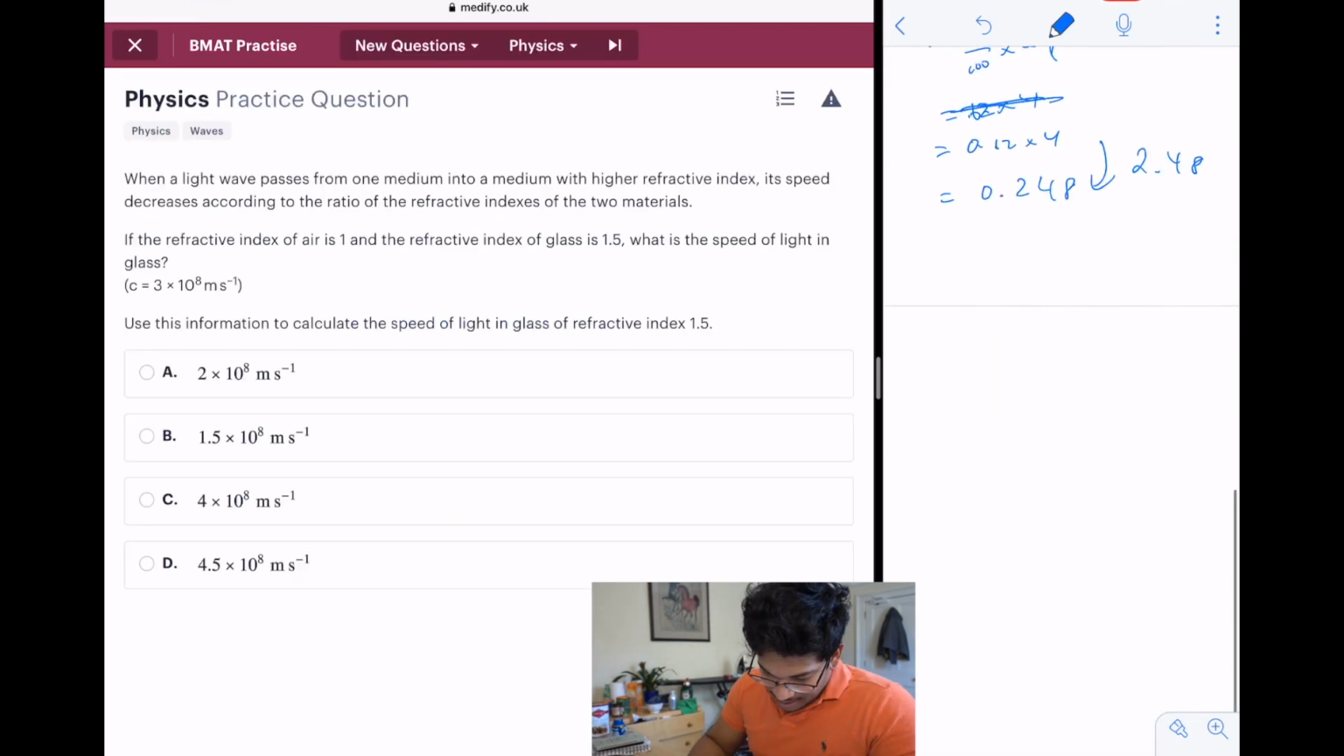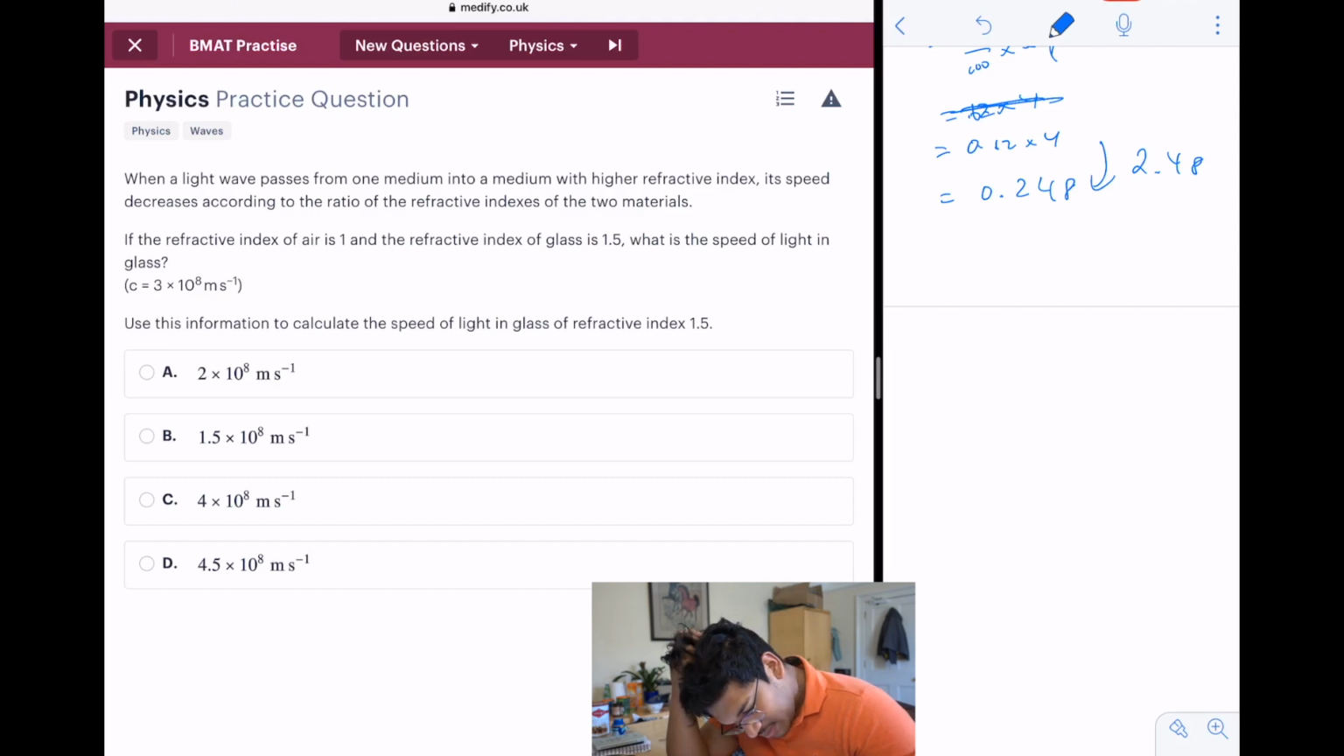Great. When a light wave passes through one medium into a medium with higher refractive index, its speed decreases according to the ratio of the refractive index of two materials. If the refractive index of air is 1 and the refractive index of glass is 1.5, what is the speed of light in glass? Use the information to calculate the speed of light.